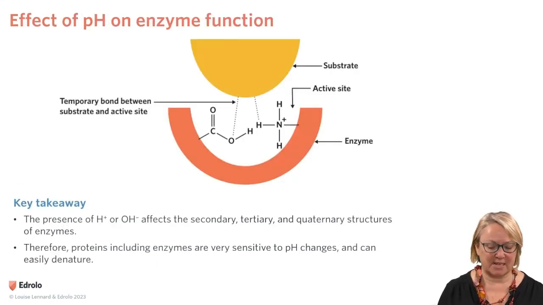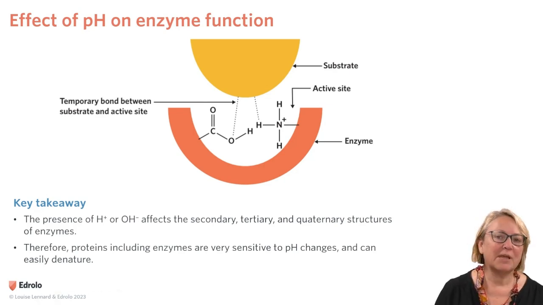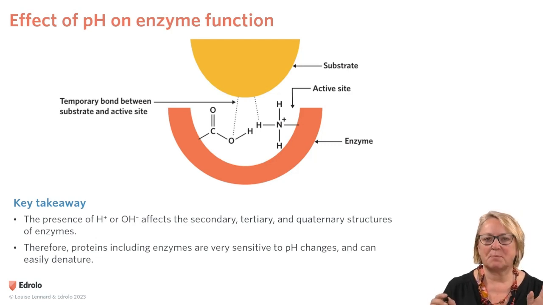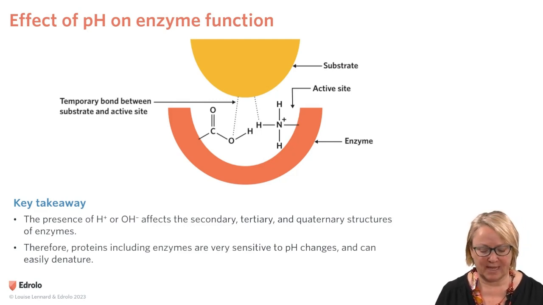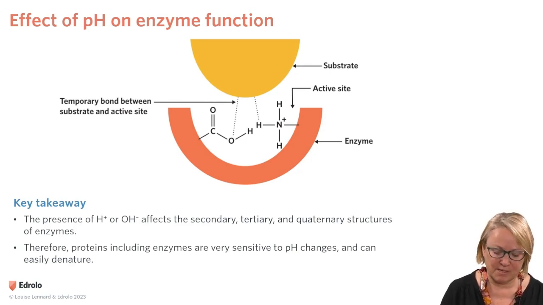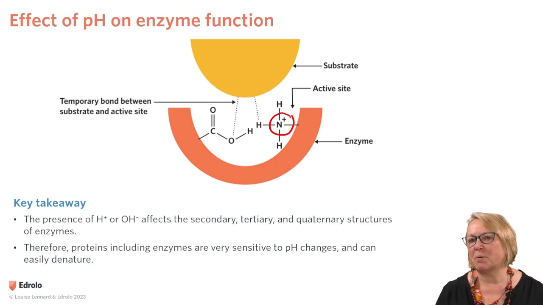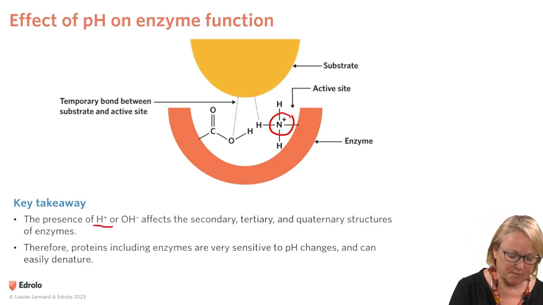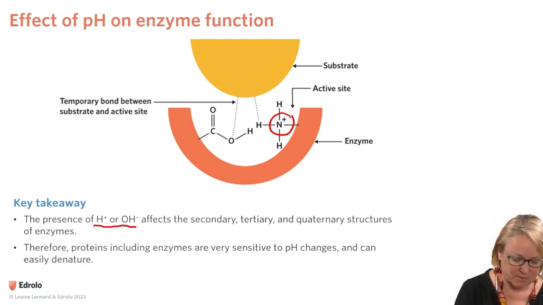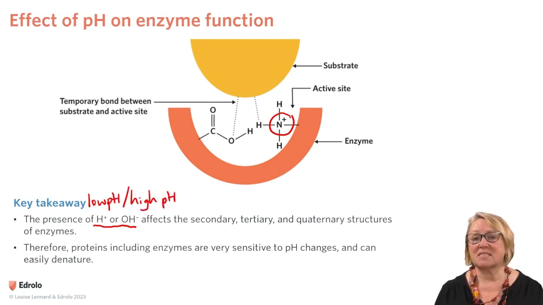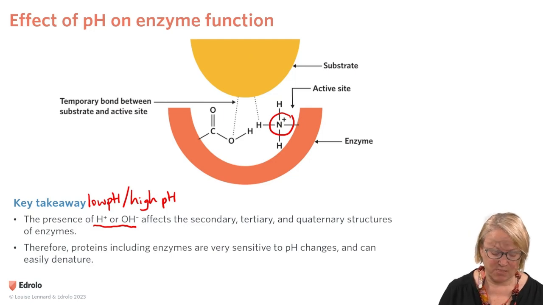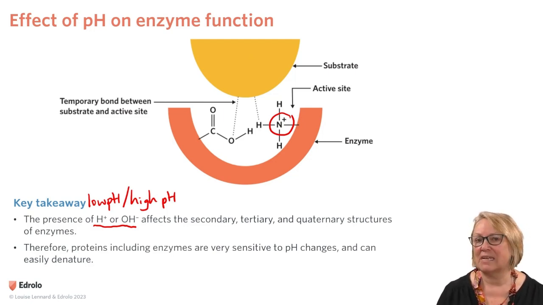Now, the effect of pH on enzyme function. So we have our substrate, that's what's going to change shape or change its structure during the catalyzed reaction. So here we have a model of an enzyme and the substrate. The substrate has a particular shape, which, like a lock and key, fits into the active site and forms the enzyme substrate complex. And the type of bonding that can occur is going to be really influenced by whether or not there are positive or negative charges. So the presence of hydrogen ions or hydroxide ions, in other words, low pH or high pH, affects the secondary, tertiary and quaternary structures of enzymes. So proteins are very sensitive to pH changes and can easily denature.